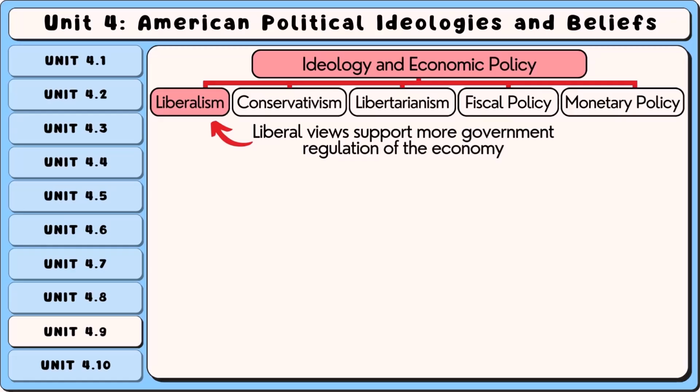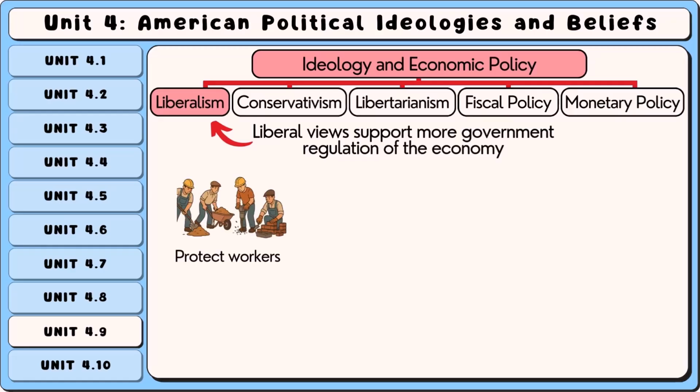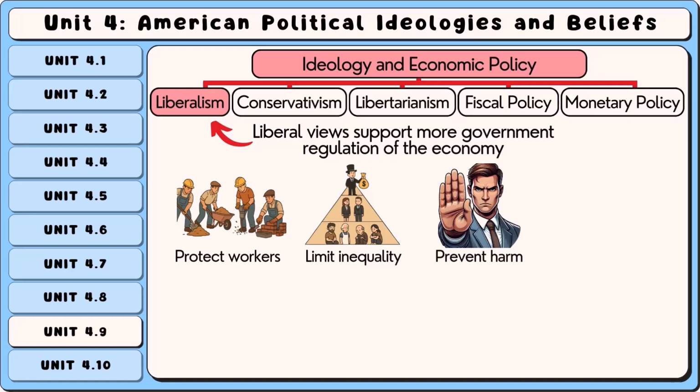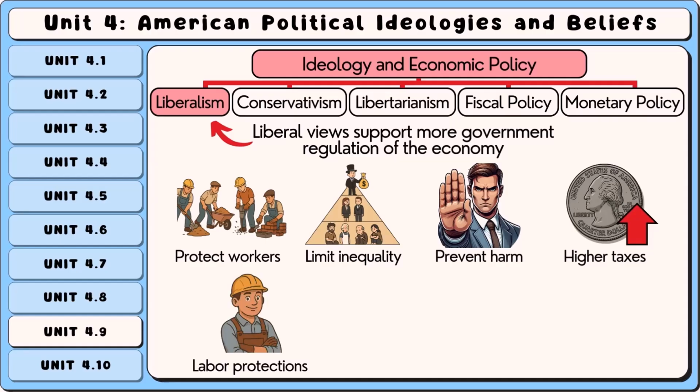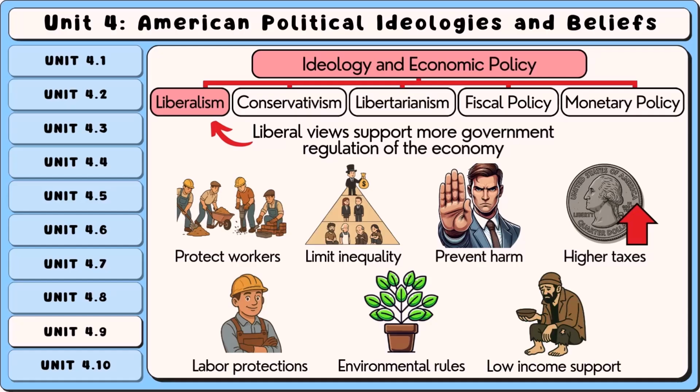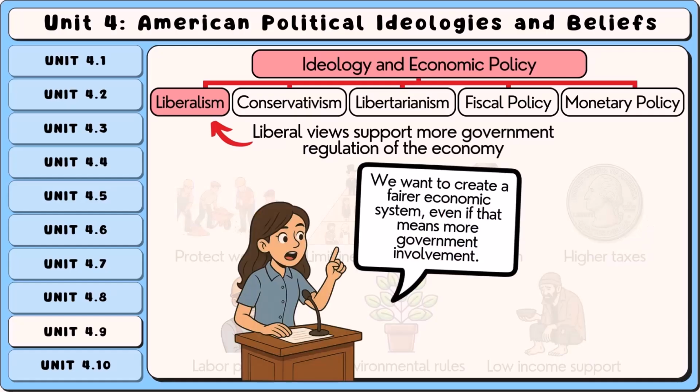Generally, liberal views support more government regulation of the economy. Liberals believe the government should play an active role in managing the economy to protect workers, limit inequality, and prevent businesses from causing harm to people or the environment. They often support higher taxes on the wealthy, strong labor protections, environmental rules, and programs that help low-income families. The goal is to create a fairer economic system, even if that means more government involvement.